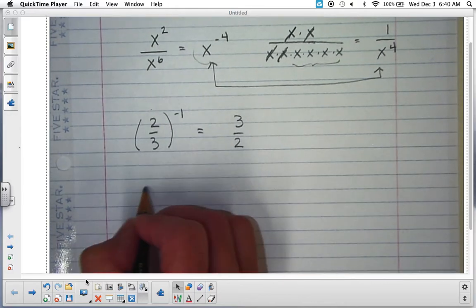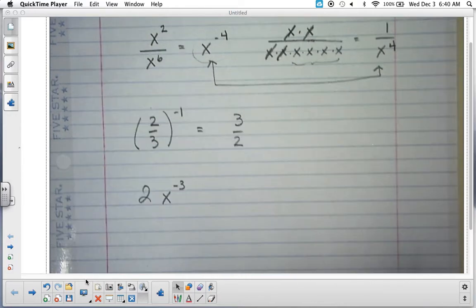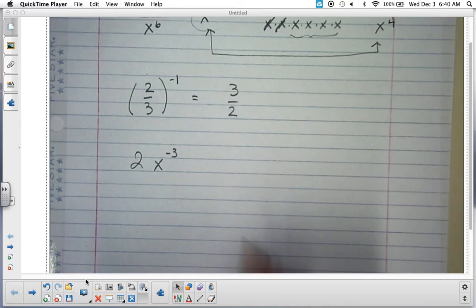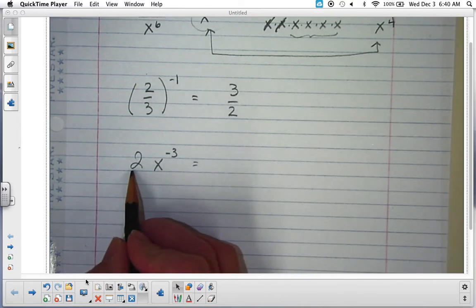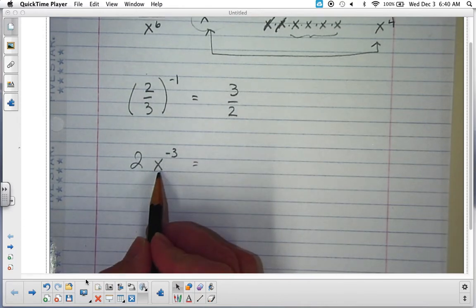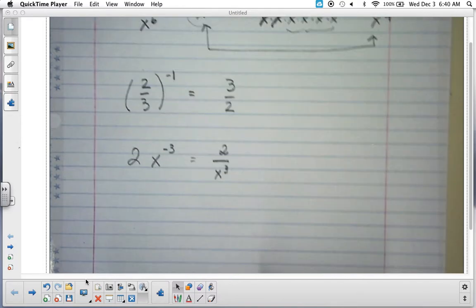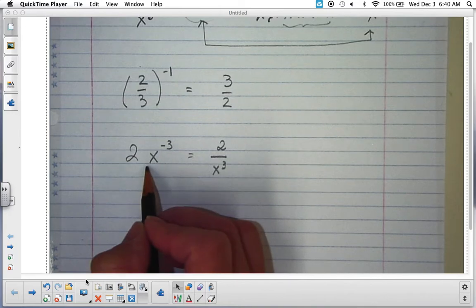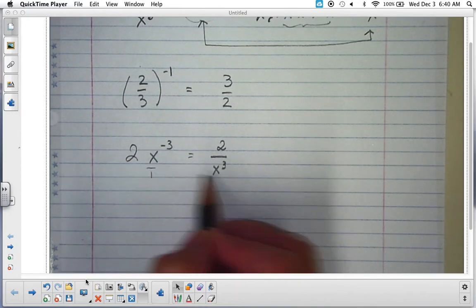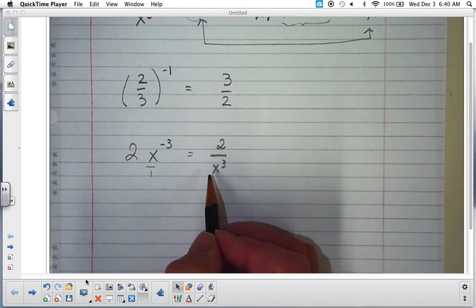Let's go again. Suppose we've got 2x to the -3. Again, the 2 isn't raised to the -3, just the x's. This answer would be 2 over x cubed. So the negative exponent just takes whatever you have and flips it upside down. It makes it go underneath the fraction bar.